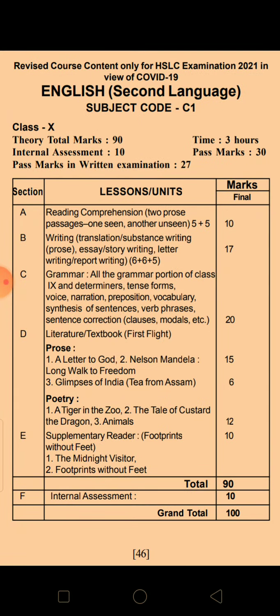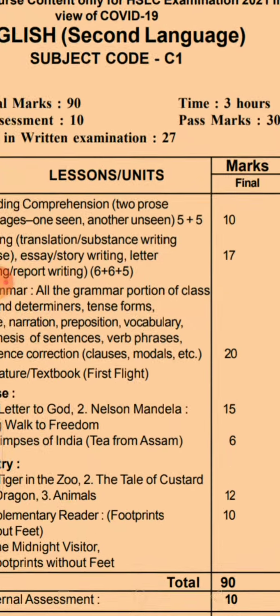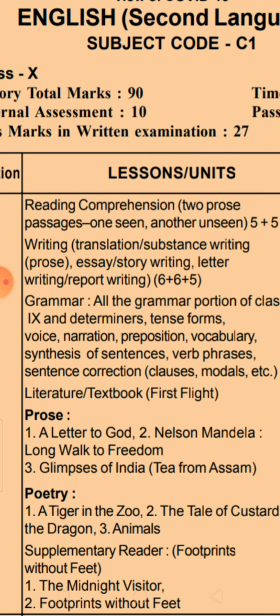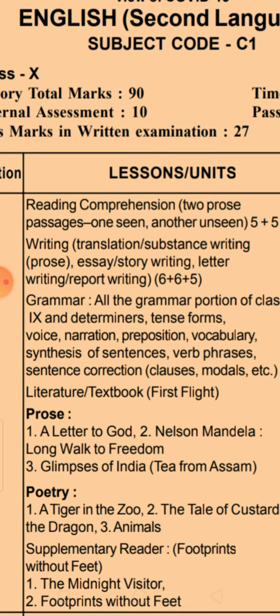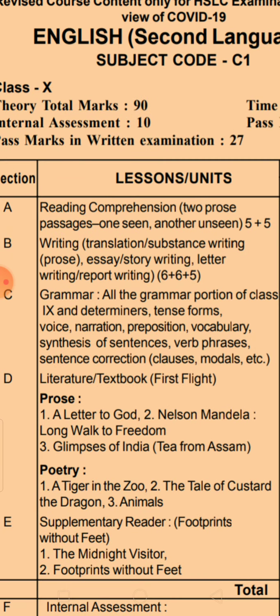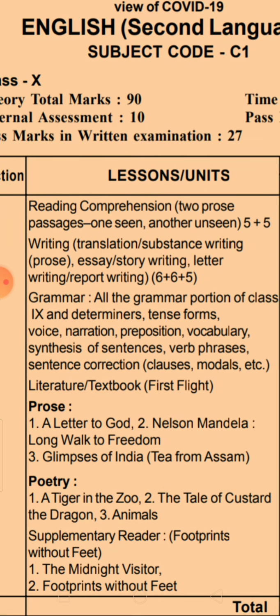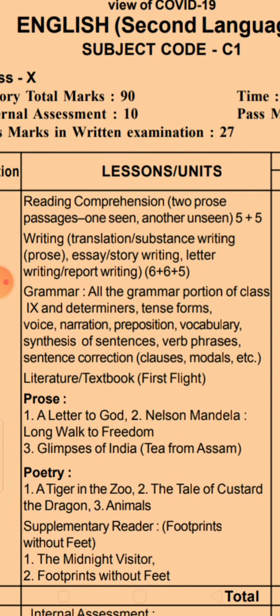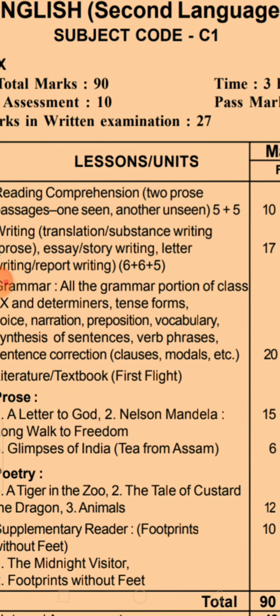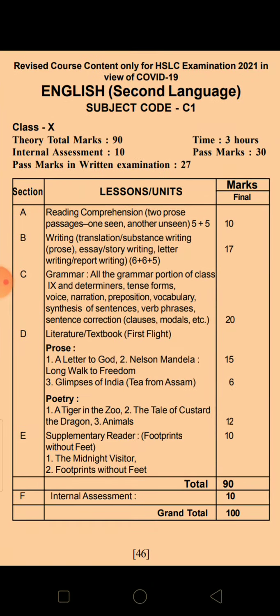So firstly, you would be getting reading and comprehension, 2 prose passages. Prose means written paragraphs. One is seen, which could be taken from any of your English textbooks, and the other one, which is unseen, could be a passage from any stories that the board would choose. You would have either 5 or 6 questions there that would carry a total of 10 marks.